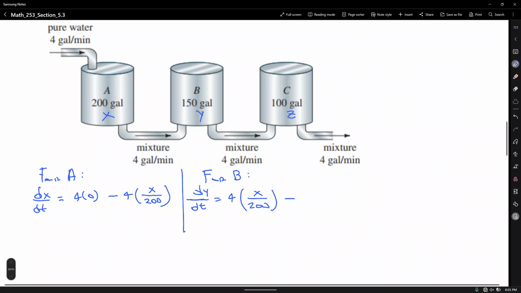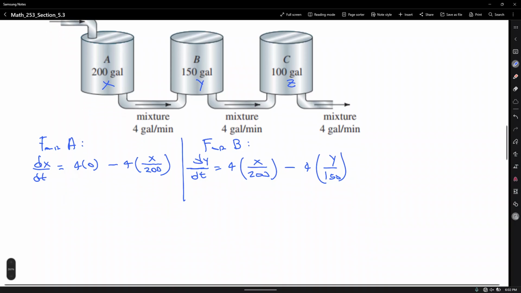Whatever we already have in Y, at the same rate of 4 gallons per minute. That is 4 times Y over, what is it? Y over 150 this time, right? So this time we have not only a different tank system, we also have different volumes in there, right? Okay, so I believe that's it. So dy, well, yeah, I'll reduce shortly.